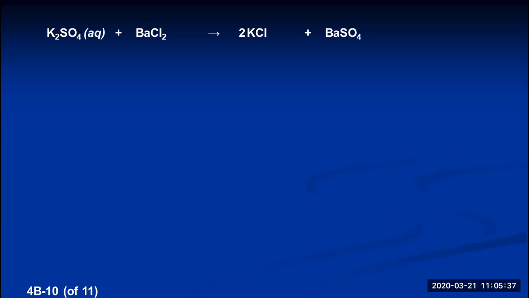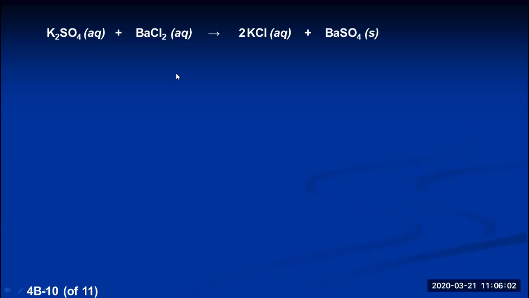If we write the phases, they told us we were mixing solutions of potassium sulfate and barium chloride, so they'll tell you the phases of the reactants. You have to predict the phases of the products. Potassium ions never precipitate with anything, so KCl would be a soluble compound. Sulfates precipitate with barium, so barium sulfate would be an insoluble compound. This is your balanced molecular equation.